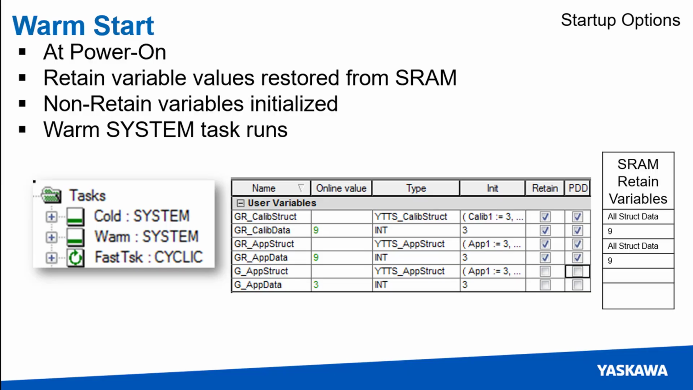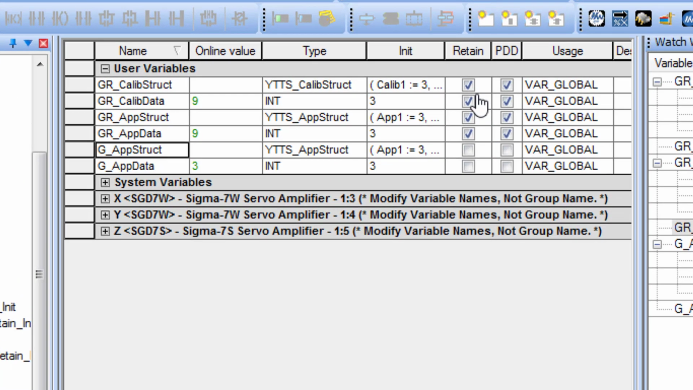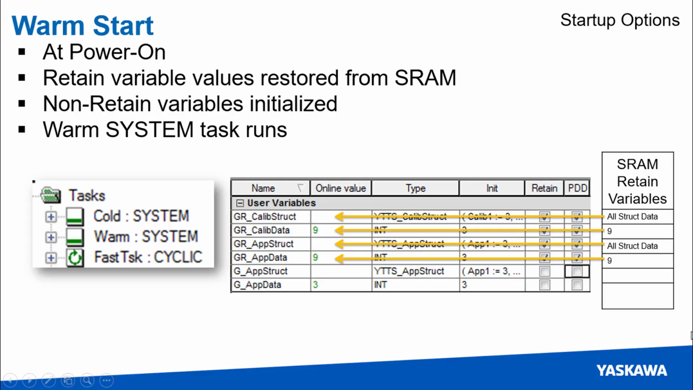Warm start occurs at every power on and is the normal way for the controller to start up. At warm start, every variable marked retain is assigned its value from the battery-backed SRAM. Remember, you would mark a variable retain in order to save teach points or other calibration data that's unique for each copy of a particular machine. If the variable is not marked retain, then it's assigned the initial value at warm start.